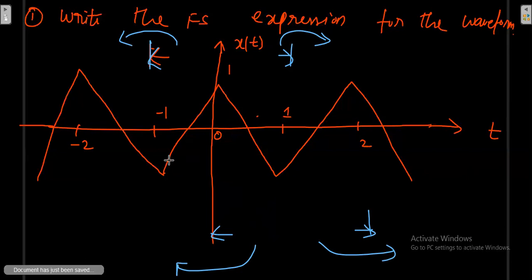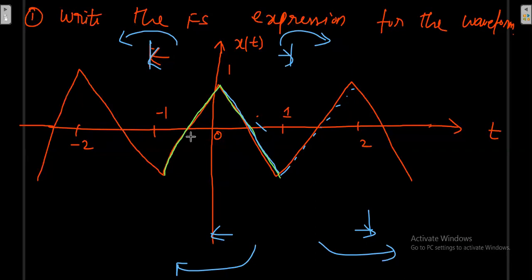But if you take -1 to +1, writing the expression for this line and this line will be a little bit easy as compared to the other. Once you choose this part, we have to write the mathematical expression for this line and also this line. But if you choose the other part, you have to write the mathematical expression for those two lines. It's up to you, you can choose any one. But the mathematical expression will be a little easier here. That's why we'll take this part from -1 to +1, that part will repeat all over.